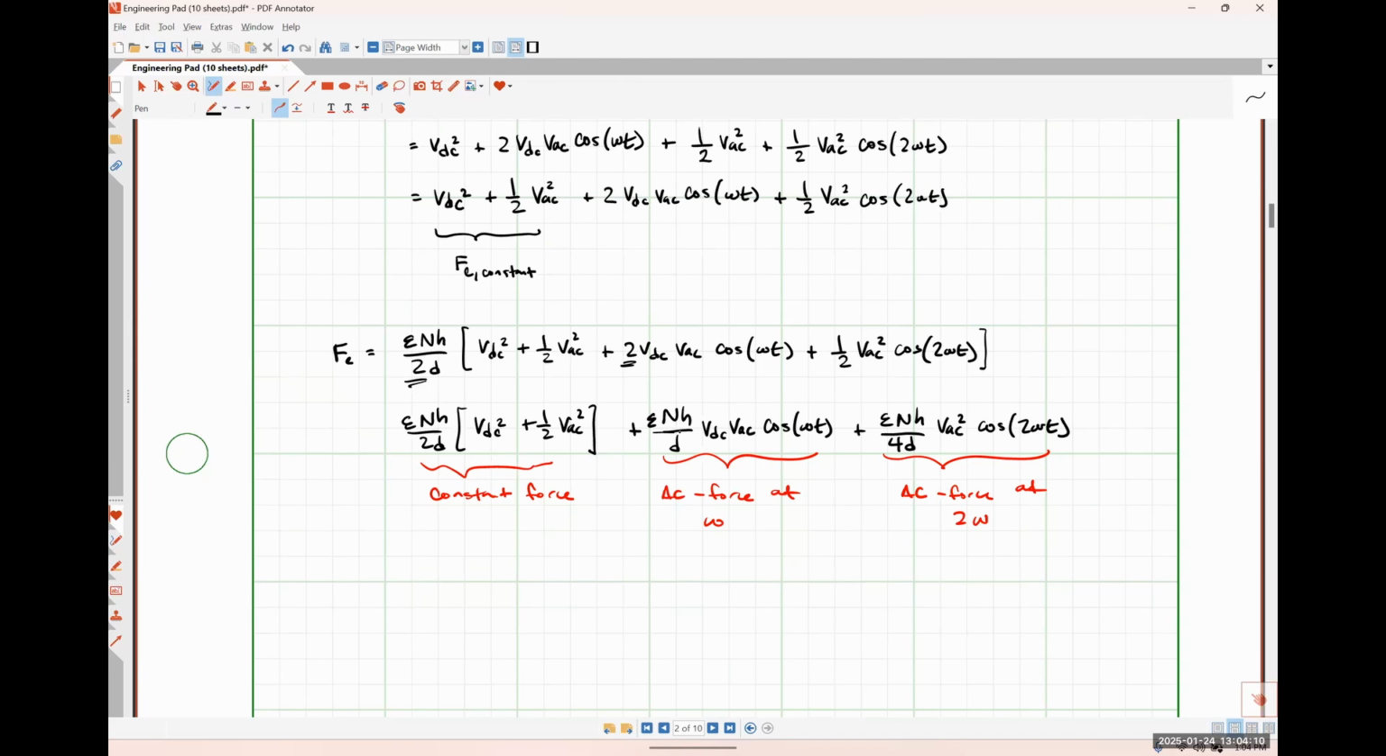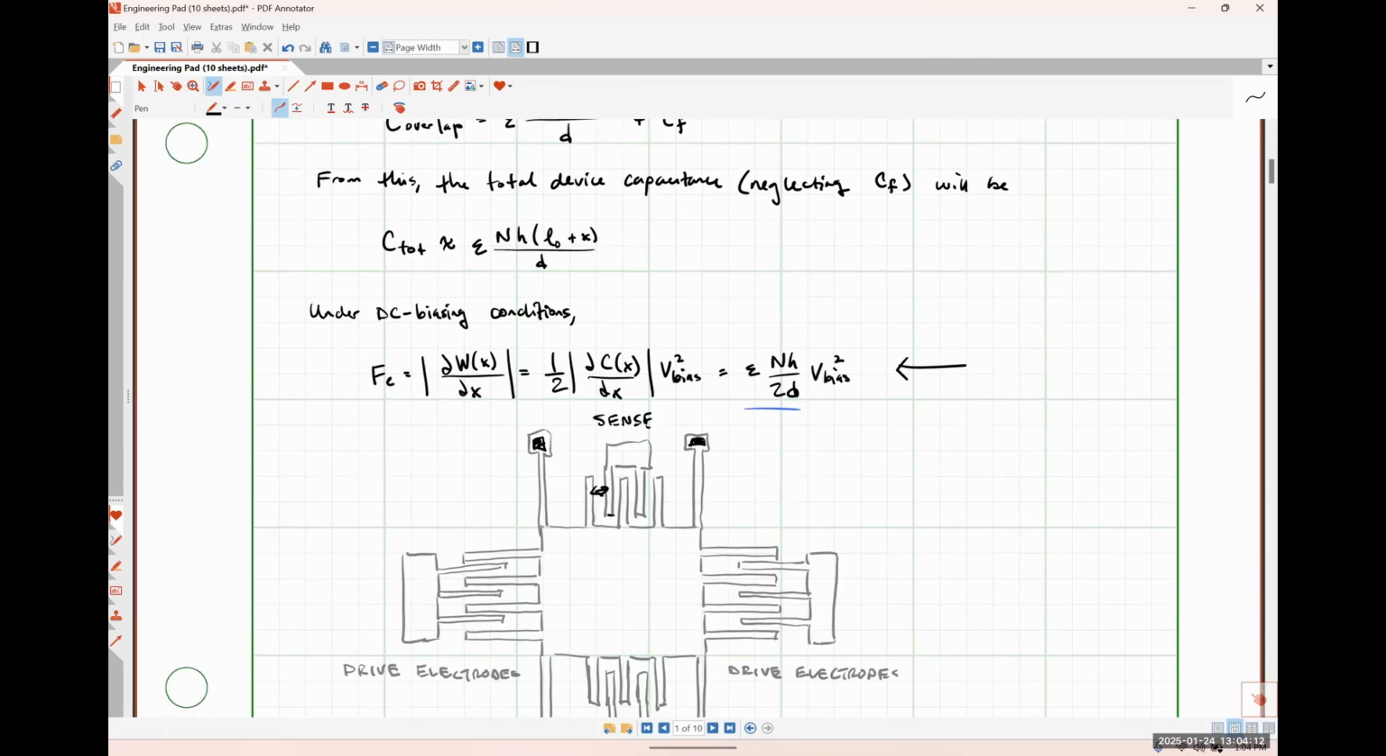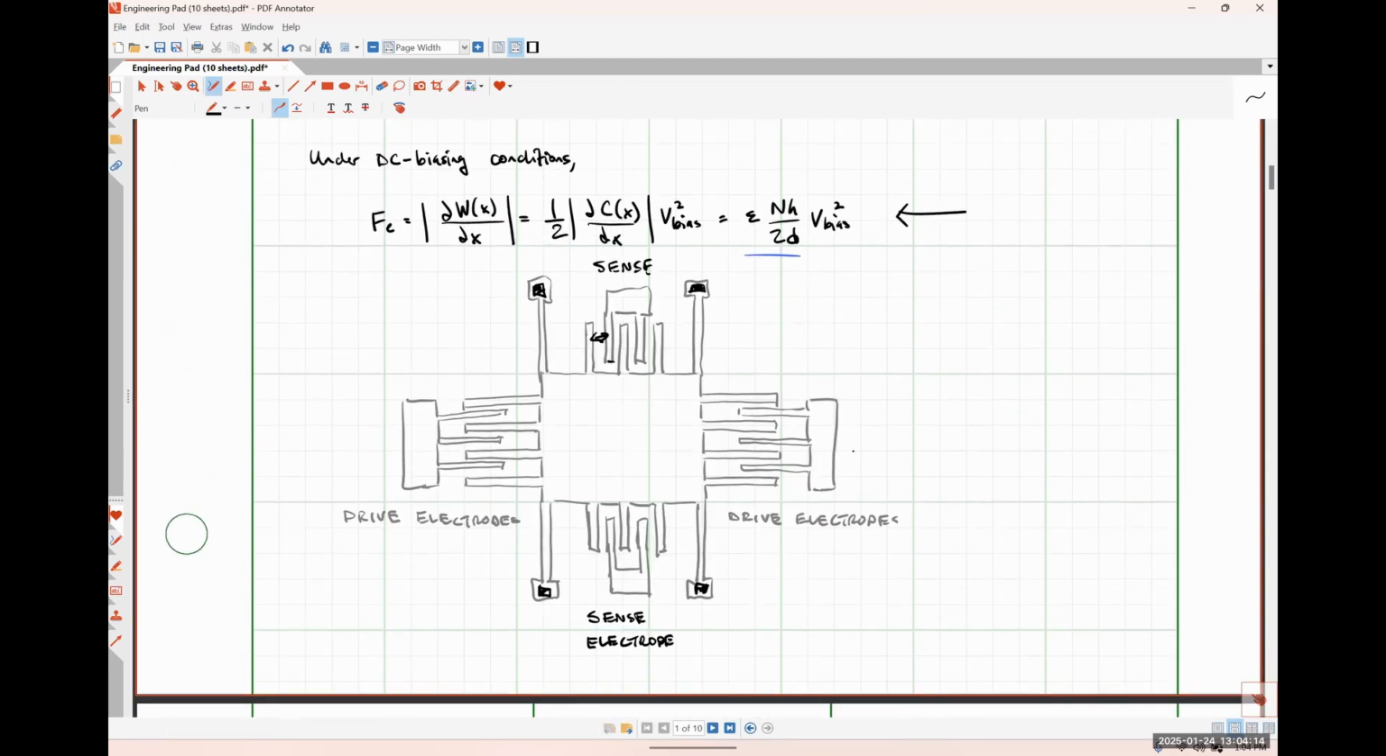Absolutely. So yeah, why couldn't I have an AC signal with a DC offset and apply it to my drive electrode? I mean, function generators can literally do exactly that. Yeah.